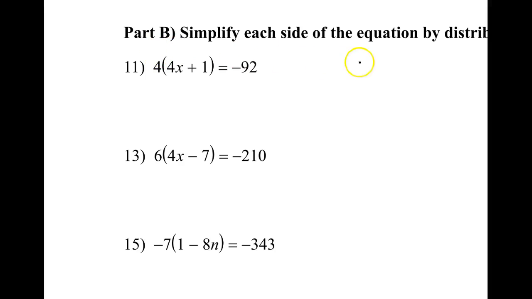All right. You can go down to here, distributive property, number 11. Same idea, it says simplify each side by distributing, and do not solve. So we're just going to practice the 4 times 4x is 16x, and the 4 times 1 is 4. And that's it. Just doing the first step. We'll get into solving this. I know you know how to solve this. We'll solve it later. It's just practicing this first part.